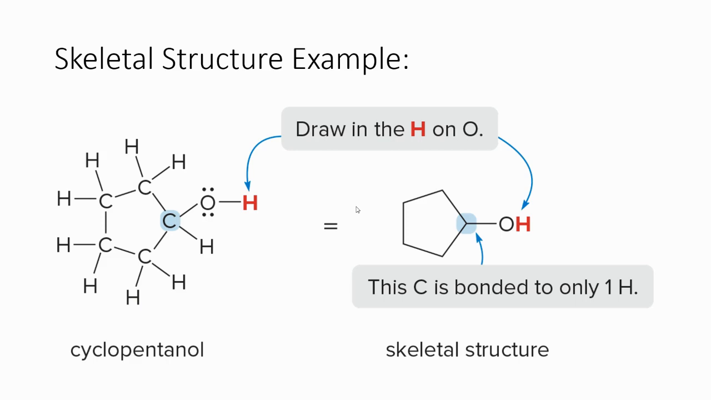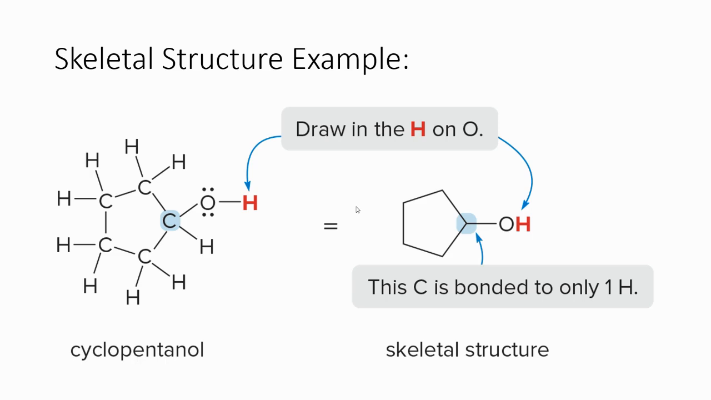So this is what I was talking about. If we have a heteroatom, which is something that's not carbon or hydrogen in our organic molecule, like in cyclopentanol, we don't draw the lone pairs. We don't draw any hydrogens connected to carbon, but we draw the hydrogen connected to the heteroatom, which in this case is an oxygen.